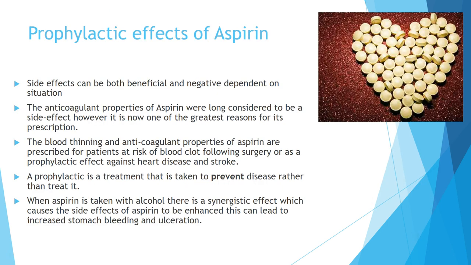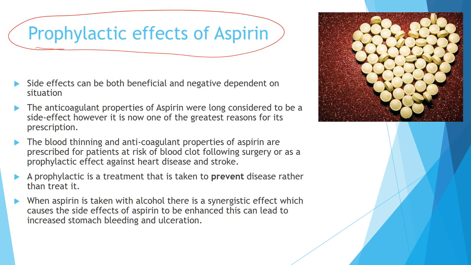So just one last little bit about aspirin in terms of its side effects is that we need to be aware of the prophylactic effects of aspirin, and by this we mean the protective effects. So it is a good case study for us to understand that side effects can be both beneficial and negative depending on the situation. So aspirin was not really used for its anticoagulant properties. Once they were discovered, it's been now prescribed a lot as a mild form of anticoagulant or blood thinner to help relieve some of the problems associated with heart disease.